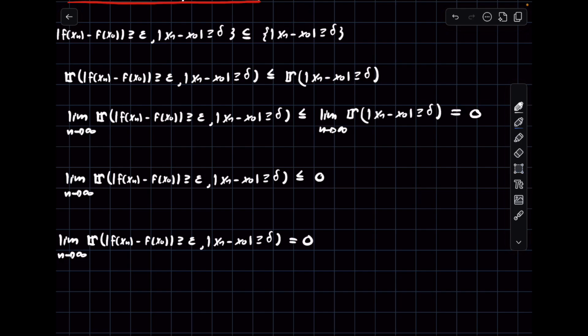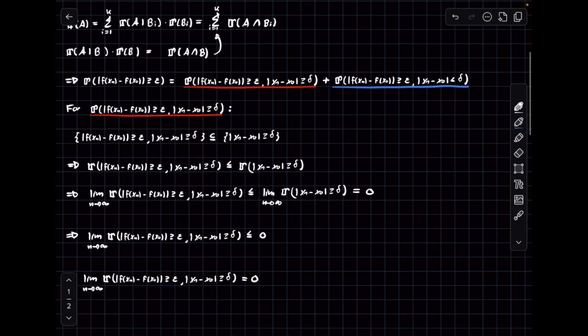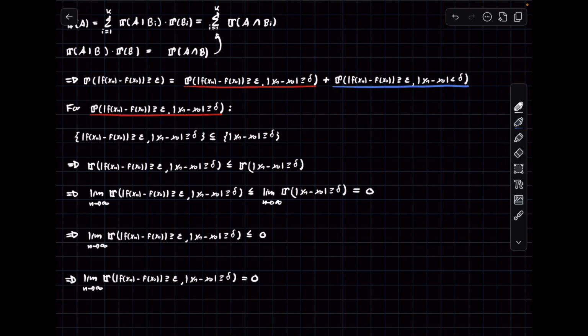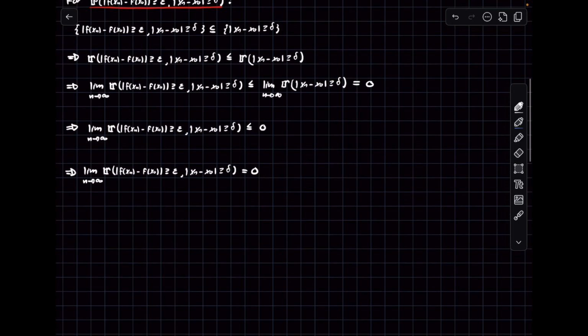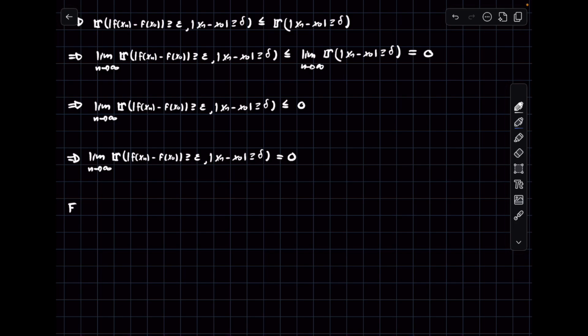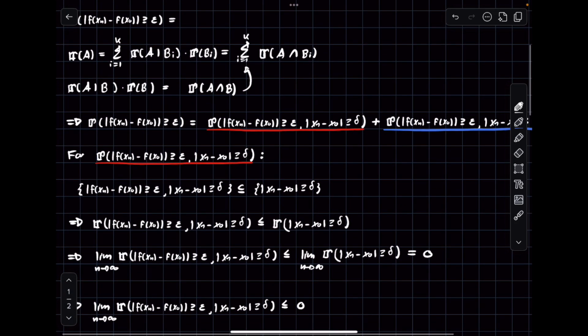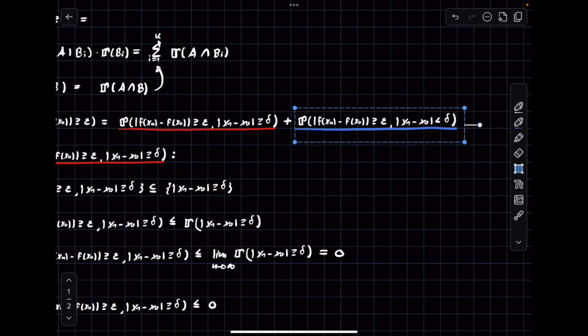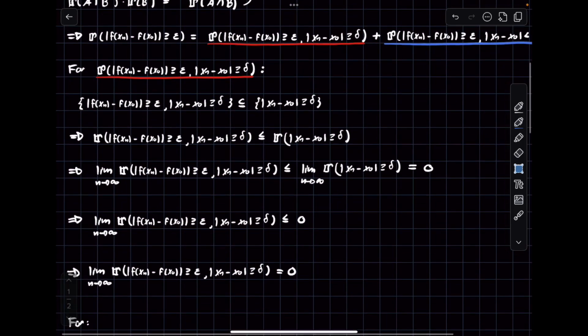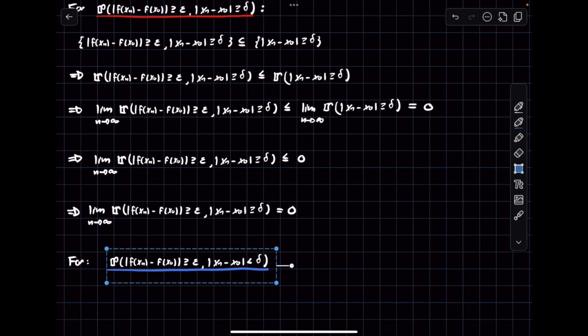This is equal to 0. And as you can see, we're done with the red part. Now let's do the blue part. So 4, and now we take this guy here, copy, paste, and put it here.